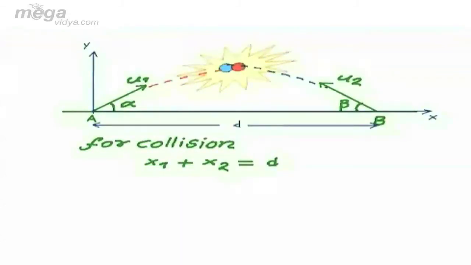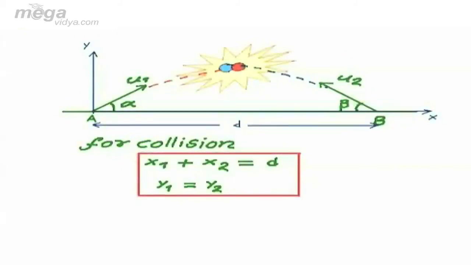And if we talk about the y coordinates of the positions of both projectiles, then the y coordinate of projectile number 1 must be equal to the y coordinate of projectile number 2. If this occurs, then collision will take place. Then how do we solve under this given condition?